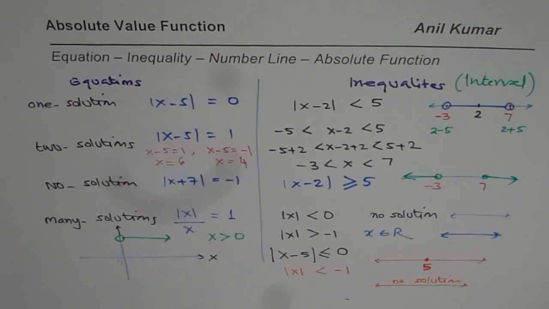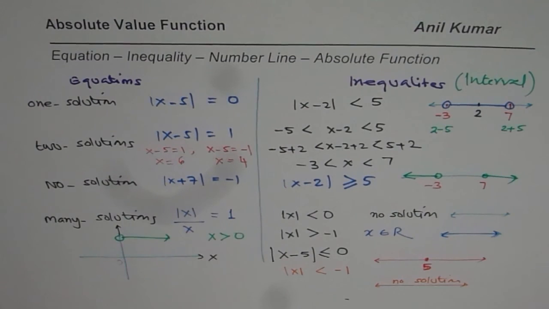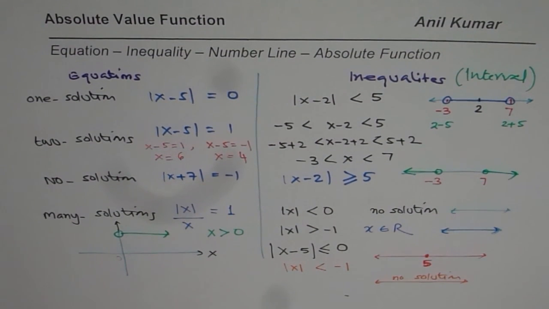So what you learn here is that normally for equations we have a limited number of solutions. For inequalities we have a range of solutions, but there could be situations where for an equation we may get a range, and for an inequality we may get a limited number of solutions. I hope that gives you a fairly good idea. We'll explore in more detail the difficult absolute function equations and inequalities to solve. Thank you and all the best.